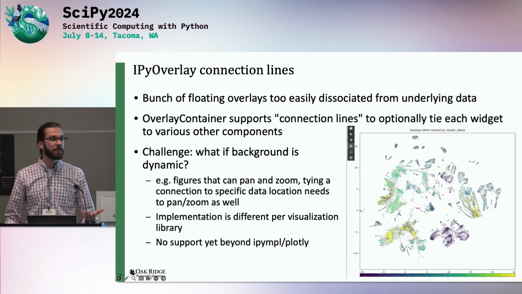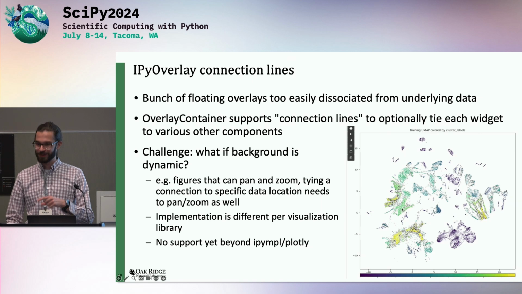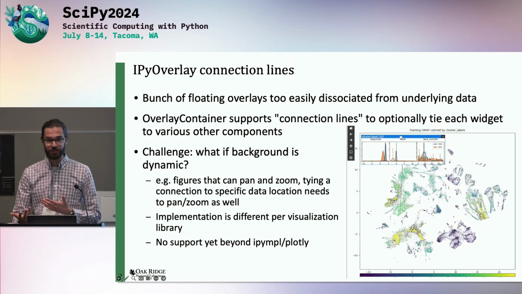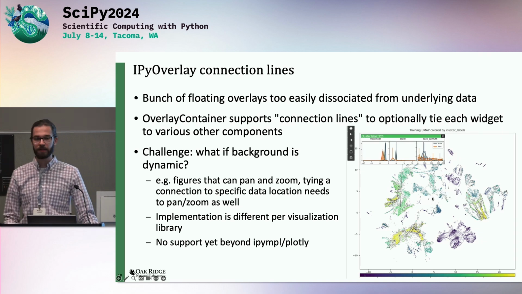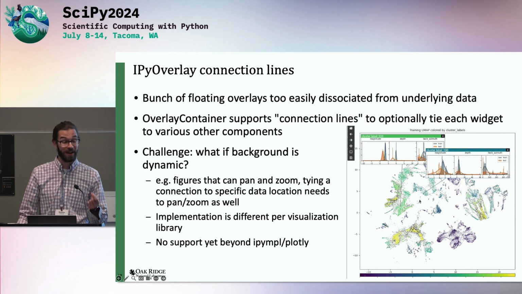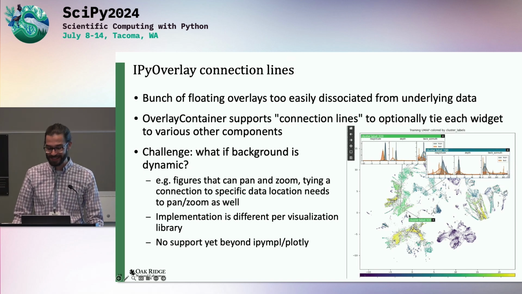Now, it's one thing to say, hey, I want this overlay widget to be associated with a particular pixel in the background, but a challenge here is what if your background is dynamic? So if you've got an interactive matplotlib figure, you can pan around in it, you can zoom, and so one end of that connection line needs to remain updated.